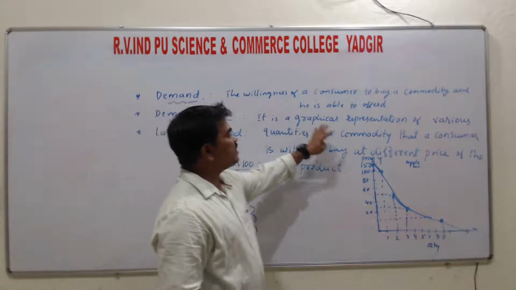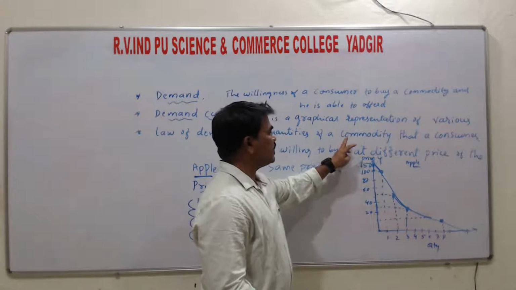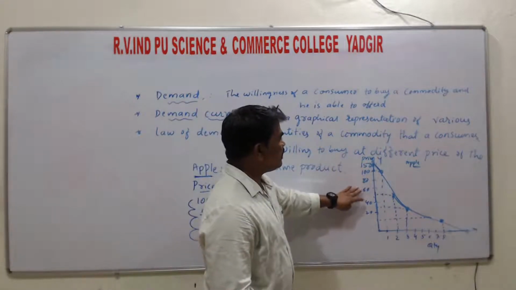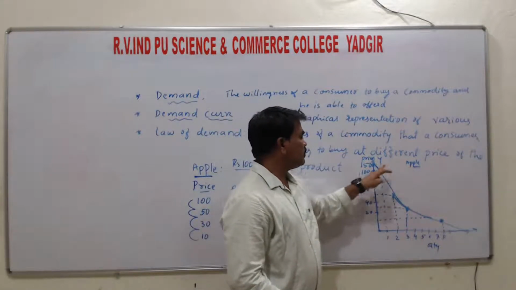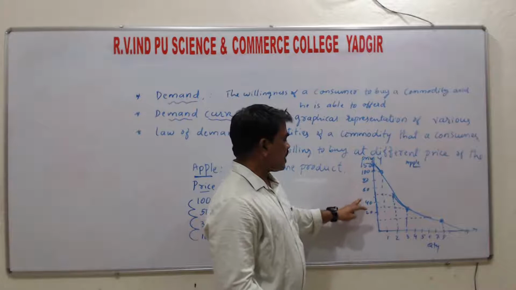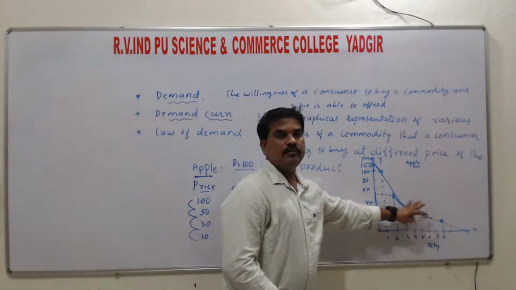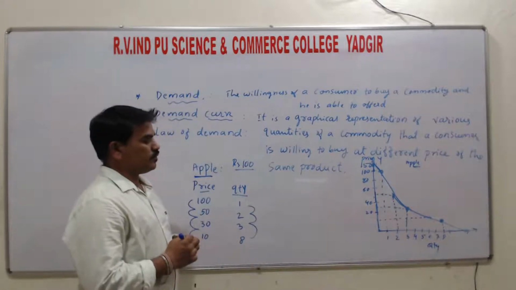It is a graphical representation of various quantities of a commodity that a consumer is willing to buy at different prices of the same commodity. For the same apple, what are the different prices, and when there is a change in the price, what is his willingness to buy that product. So this is the demand curve.